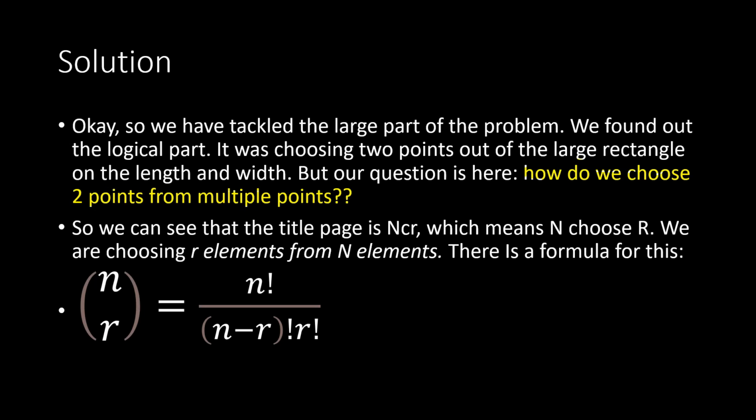How do we choose 2 points from the multiple points? We can see that the title page is nCr, which means "n choose r". We're choosing r elements from n elements. And there's a formula for this. This is how it's defined: n, and then r on the bottom, with parentheses all around it, called n choose r, is equal to n factorial over (n minus r) factorial times r factorial.